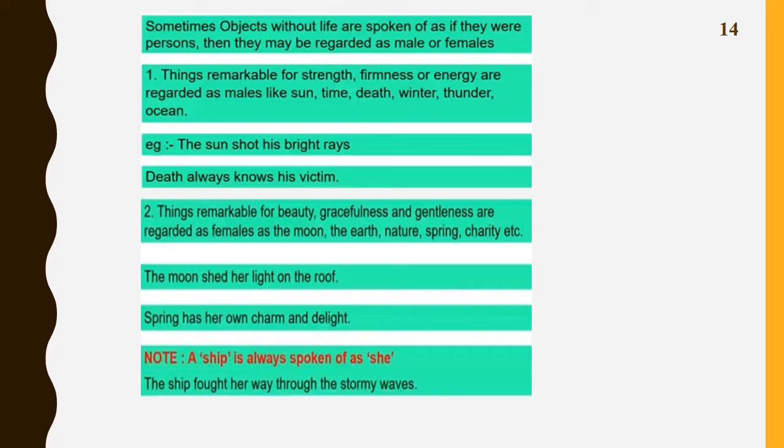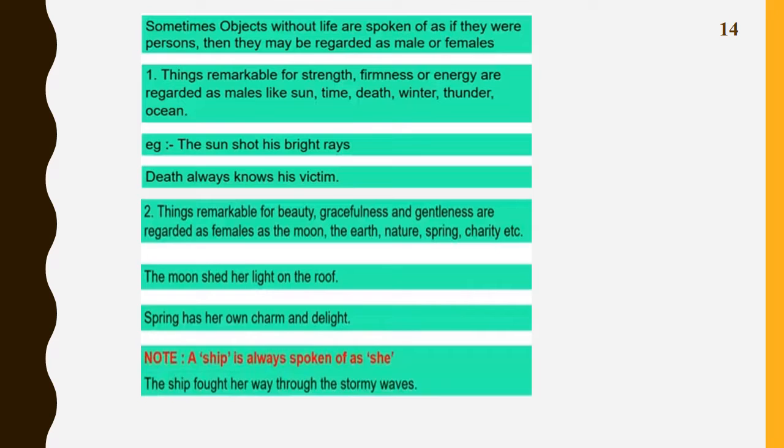Things remarkable for beauty, grace, and gentleness are regarded as females, as moon, the earth, nature, spring, charity. The moon shed her light on the roof. Spring has her own charm and delight. Why is moon having her and spring having her? Because beauty is mostly related with the feminines. That is why moon and spring, earth, charity, they are having the feminine gender.